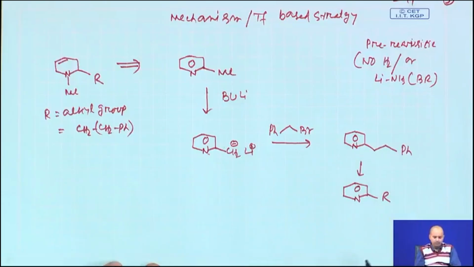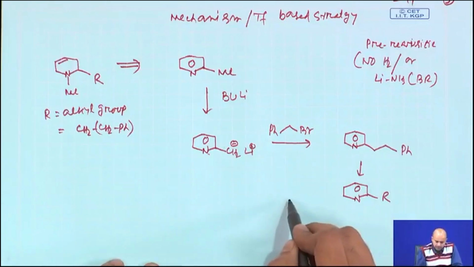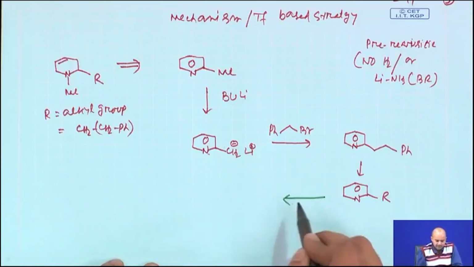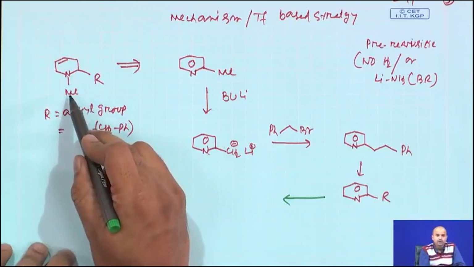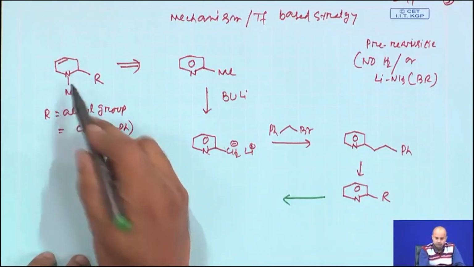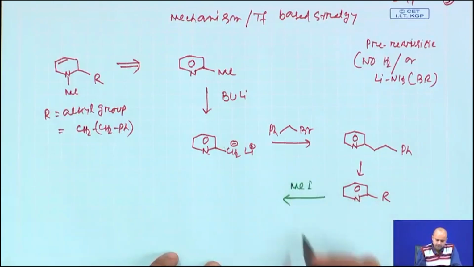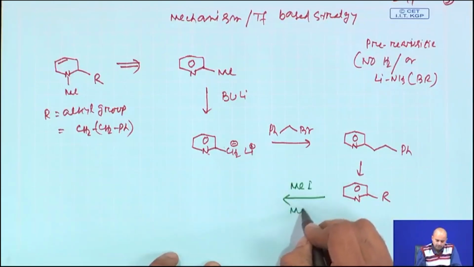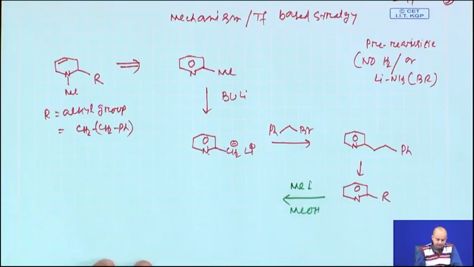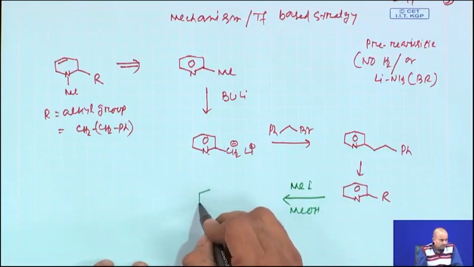Now, next what we will be doing? You have to do the selective reduction. In addition, you need to put an extra methyl on this nitrogen. So, initially the approach was, first it was subjected to methyl iodide in a methanol solvent. Now, methyl iodide, what it does?